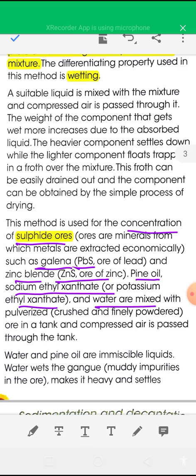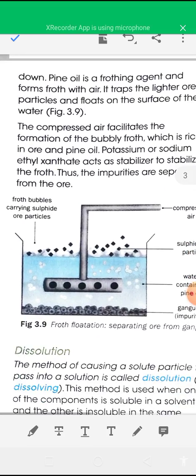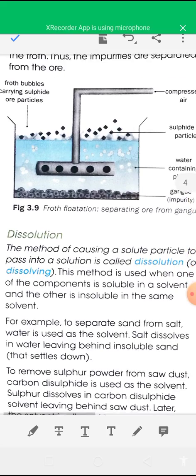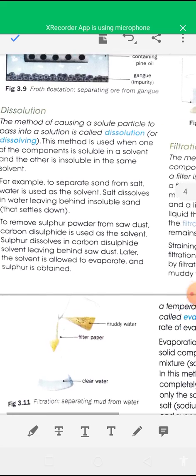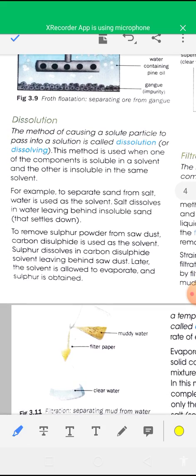Okay, so the detailed description of this method is not required, I have told. Now see dissolution, the next method.